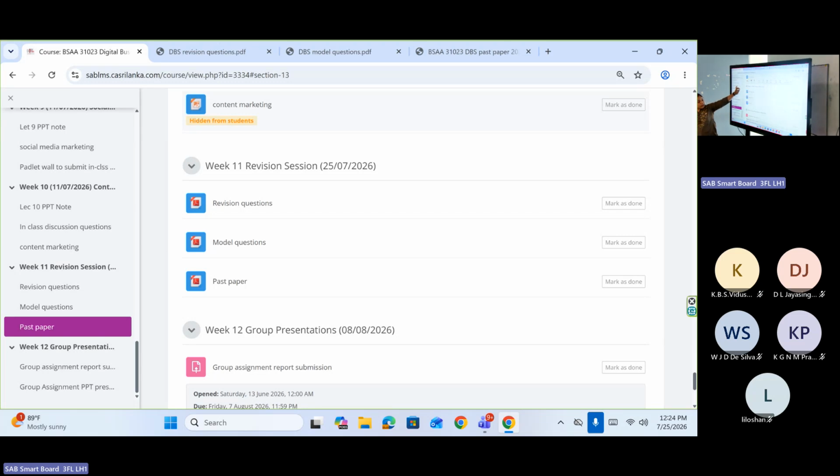One includes revision questions, which covers all the lessons that we discussed. In the second document, I have given you two model questions, and the other document is one of the past papers that I have given to SAT students. This is one of last year's papers. So you have to answer all the questions in all these three documents.